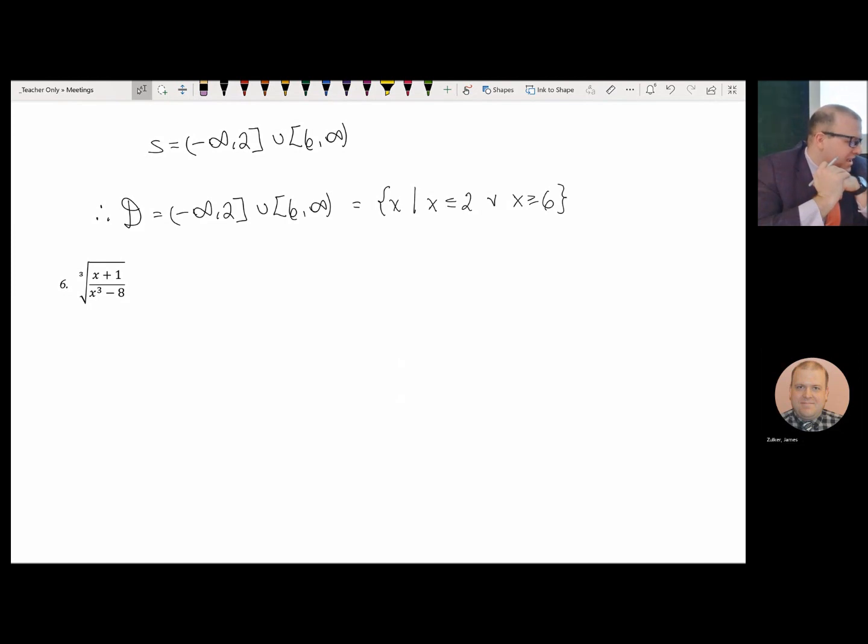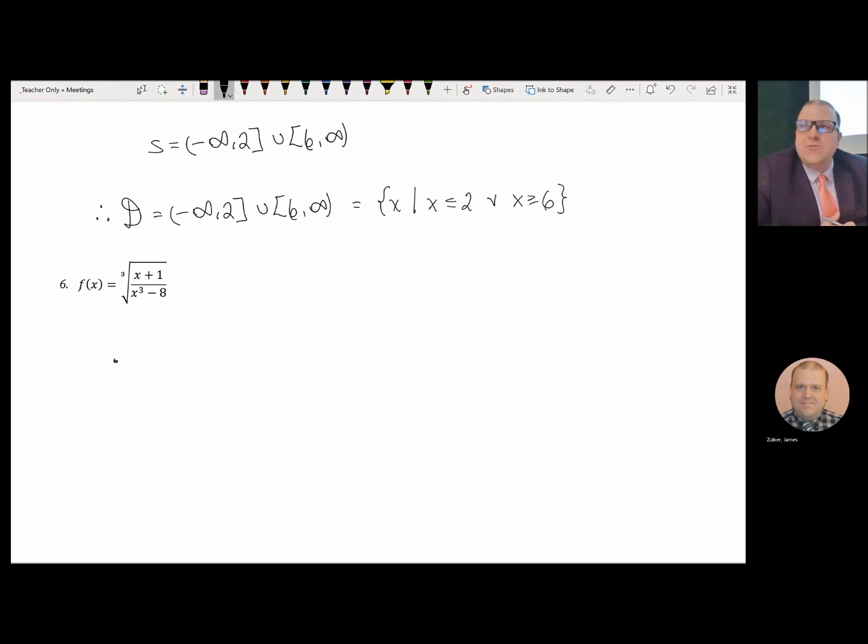This was supposed to actually be f of x equals. Don't know what happened to it. There we go. Now it's there. F of x equals this. Do we have a denominator? Yes. What's the denominator? Be careful. That is technically not the denominator. It's the cube root of x cubed minus 8, which for our purposes actually doesn't matter.